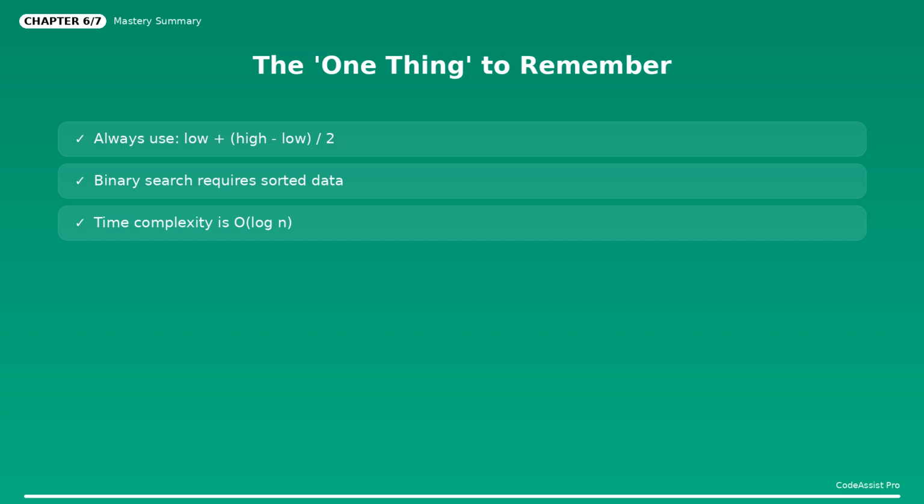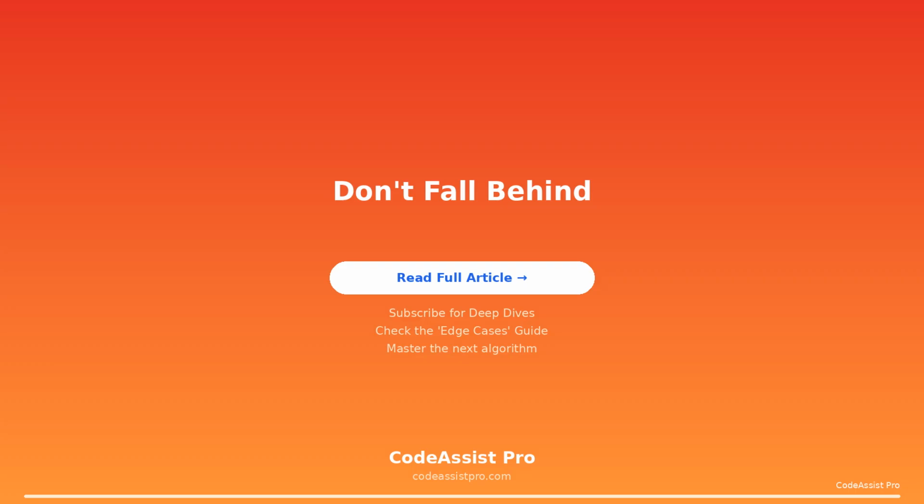Binary search is a fundamental building block. Without it, you're just writing slow code. Don't let your next technical interview be the place you learn this lesson the hard way. Algorithms are the difference between a coder and an engineer.